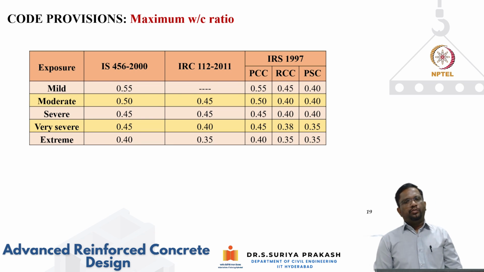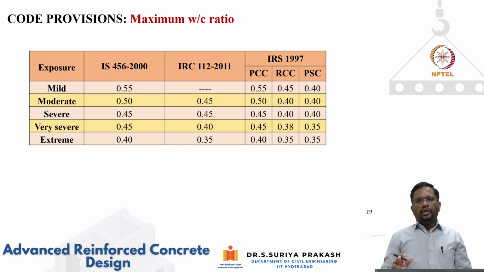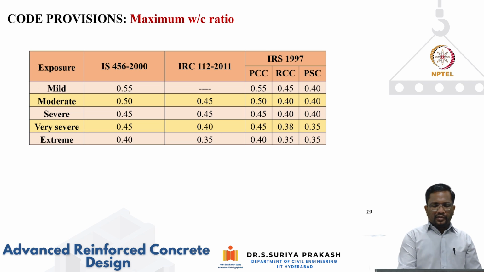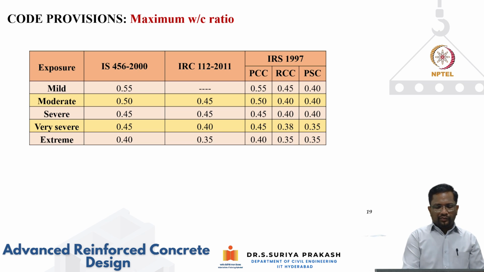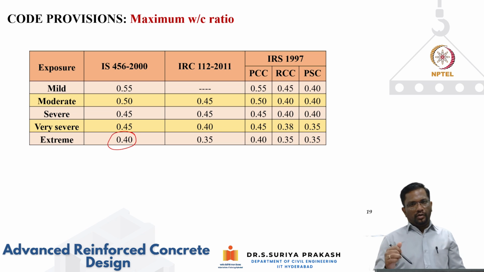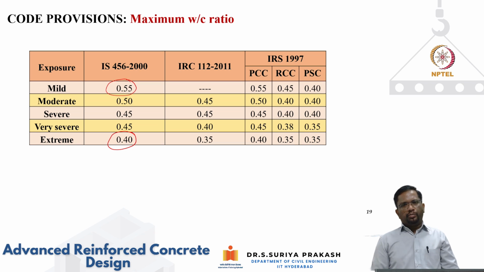Now, in terms of maximum water cement ratio, we have seen that by limiting the maximum water cement ratio, we can limit the amount of moisture and water that is available in the system. In that way, we can also ensure durability. So that is why the code is specifying different values depending upon the exposure conditions. For example, if you are in an extreme exposure condition, water cement ratio is limited to 0.4, and if you are in a mild one, it is giving you relaxation. We can go up to 0.55.